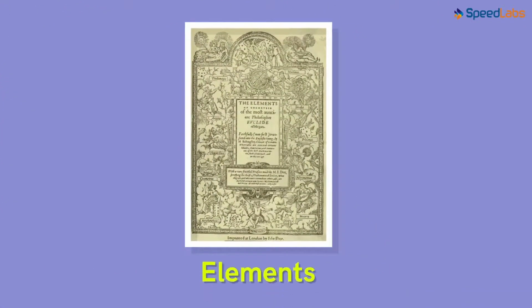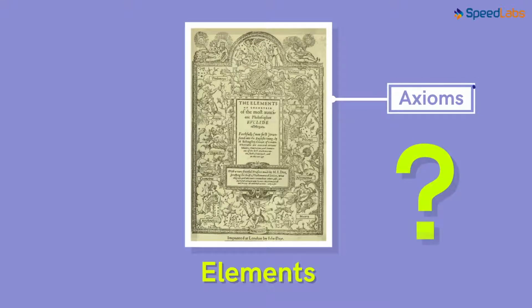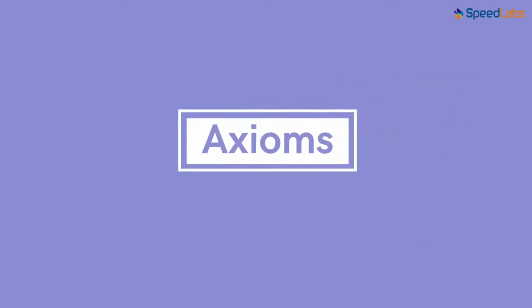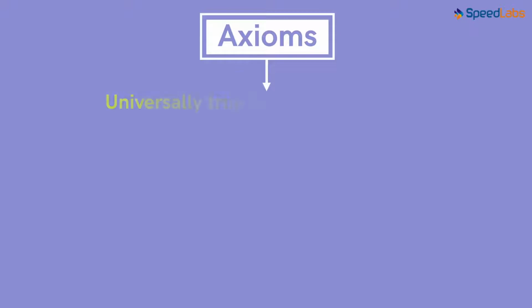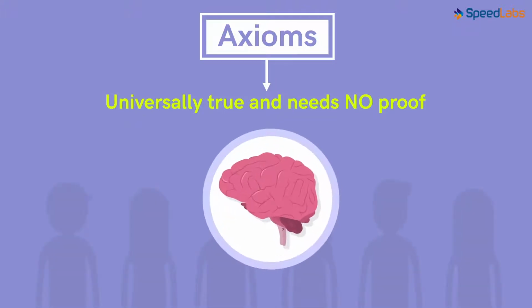After explaining definitions from his book Elements, Euclid went on to explain some axioms that would help in understanding geometry better. What are axioms, you may ask? The general meaning of an axiom is a statement that is universally true and needs no proof. For example, we all know that most humans have one brain.